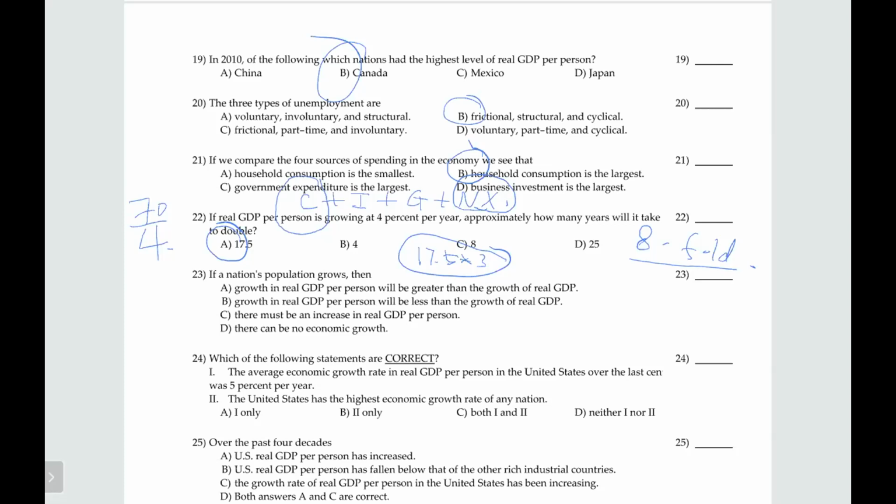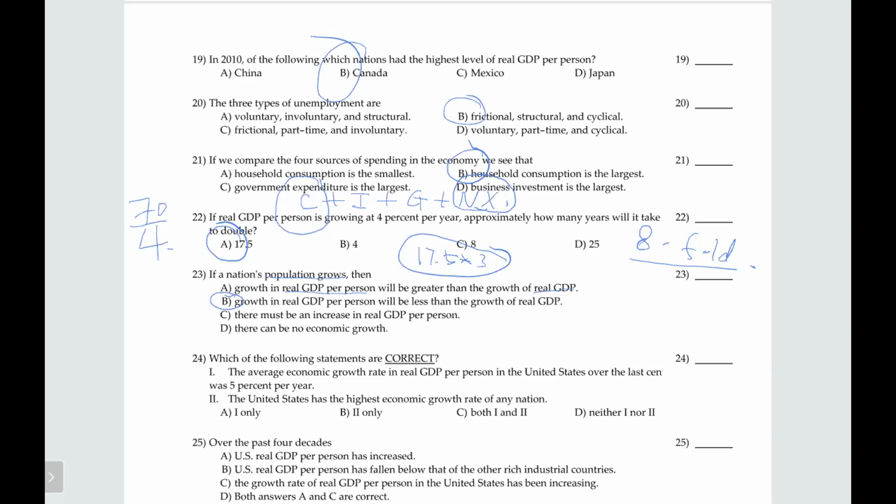Right? So this is 22. Now 23. If a nation has population growth, then let's go one by one. A, growth in real GDP per person will be greater than the growth of real GDP. No, actually, because of population growth, real GDP per person will be less than growth of real GDP. Okay, so hence answer B is correct.